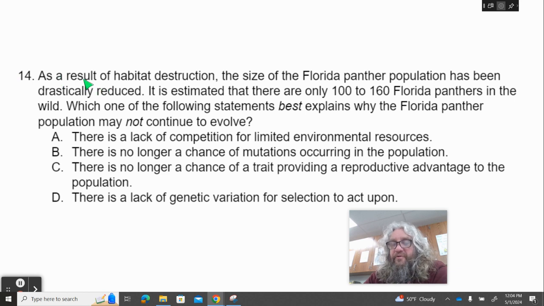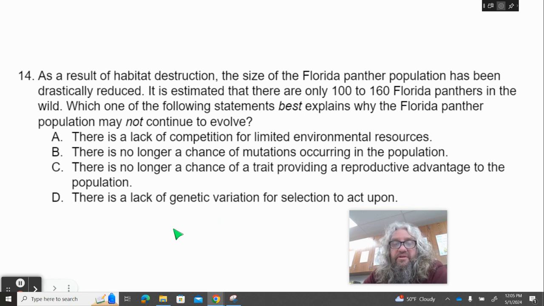As a result, at number 14, as a result of habitat destruction, the size of the Florida panther population has been drastically reduced. It is estimated that there are only 100 to 160 Florida panthers in the wild. Which one of the following statements best explains why the Florida panther population will not or may not continue to evolve? A, there's lack of competition for limited environmental resources.